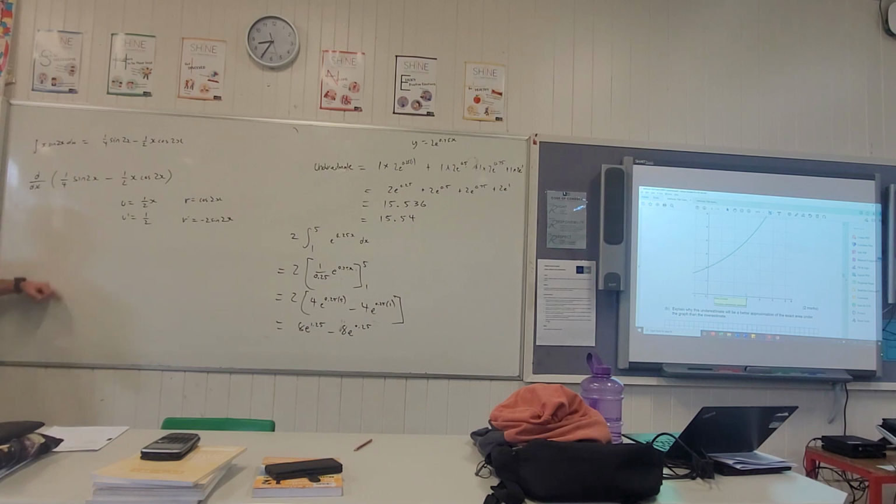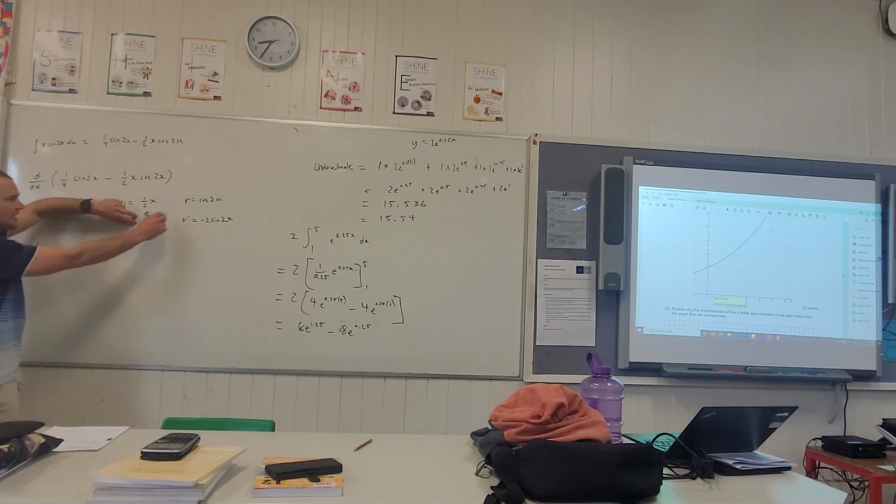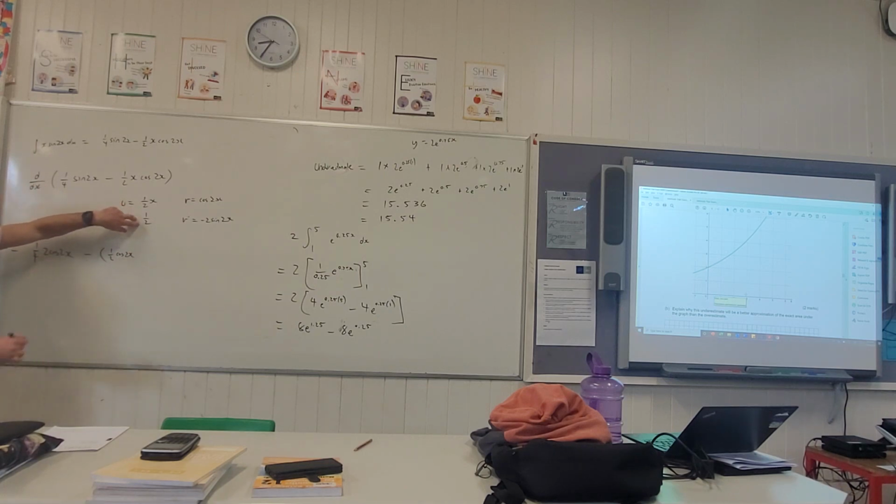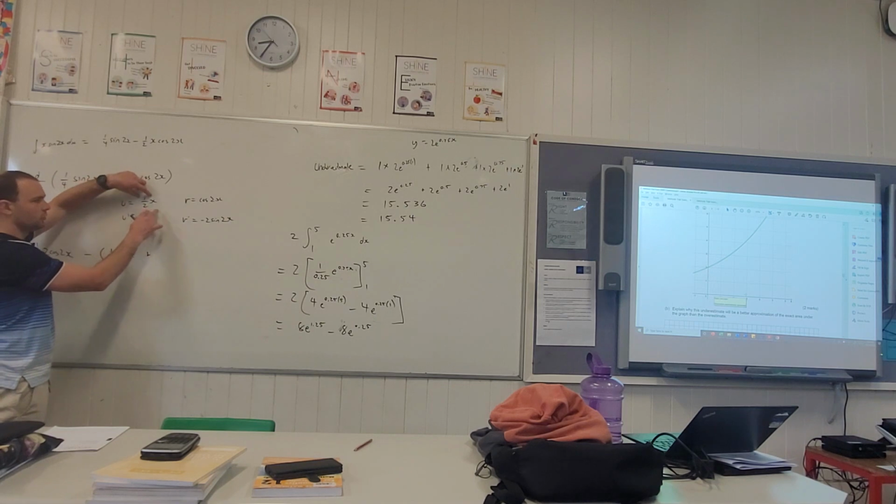And now we're ready to bring it all together. So here, the quarter's going to hang out. The derivative of sine 2x is going to be 2 cos 2x. So that component's been differentiated. Then we've got to take away, and we're using the product rule for this one, u dash v plus u v dash.